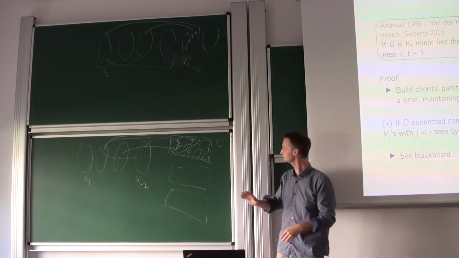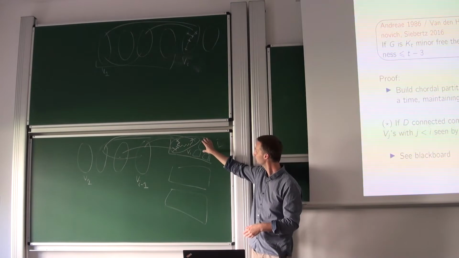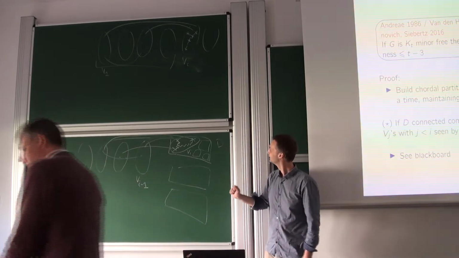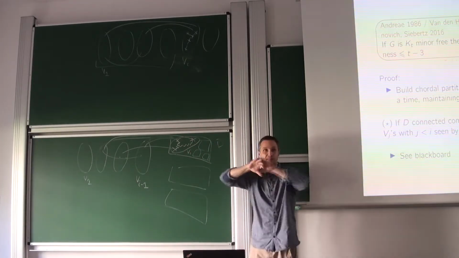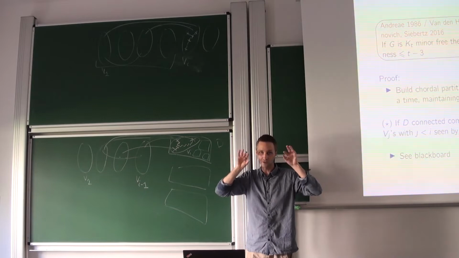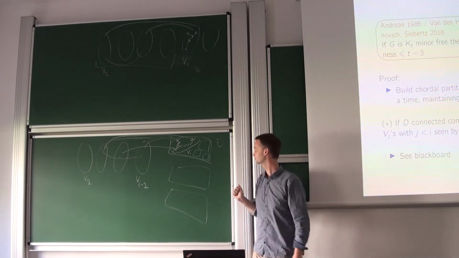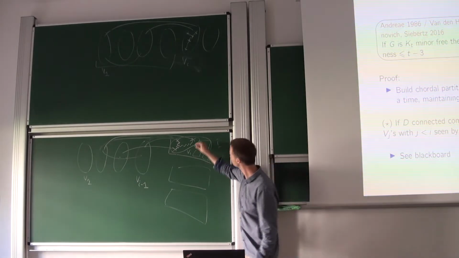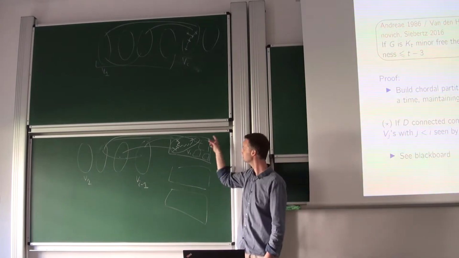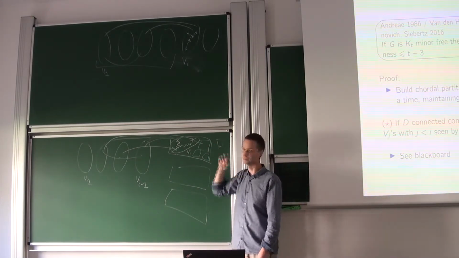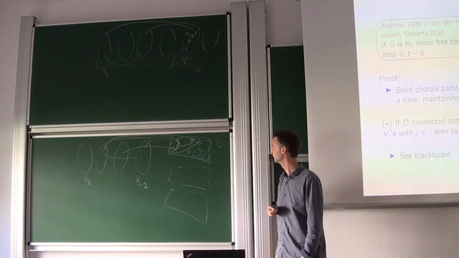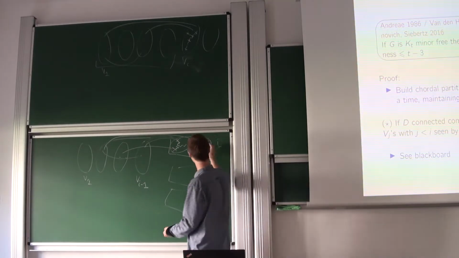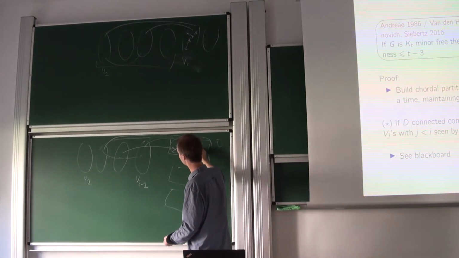So what we need to make sure is what's happening for these new components that are the leftovers of D when you remove VI. Right, so I remove my VI, this splits up D into a bunch of components, and now these are the components that I need to worry about. So let's look at any of these components. These components, they obviously see VI, right? Because D was connected, VI is connected, and these components should see VI. So they see VI, and they see some VJs, I don't know which one.